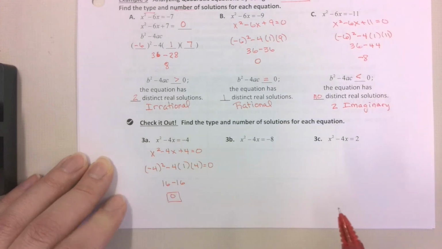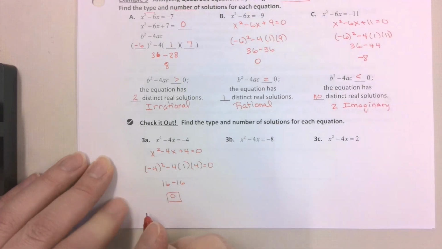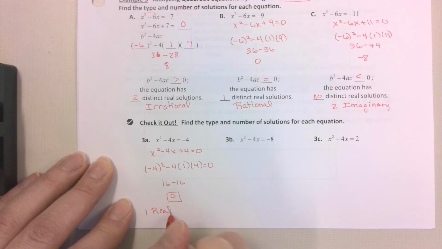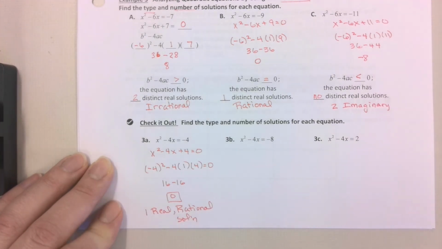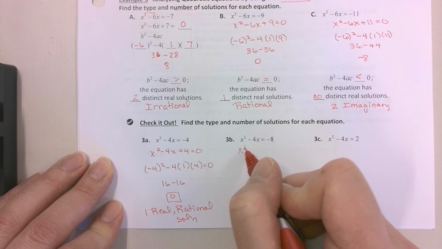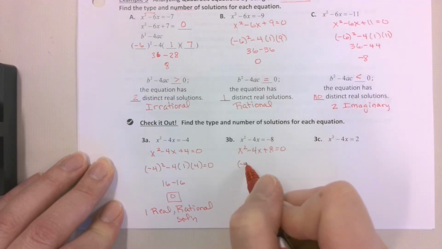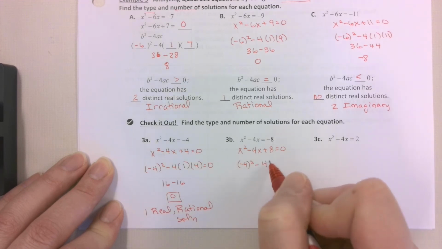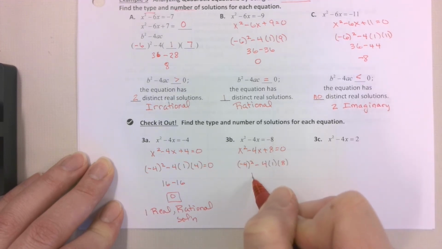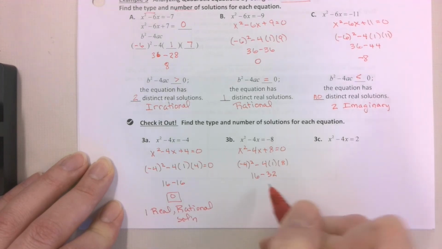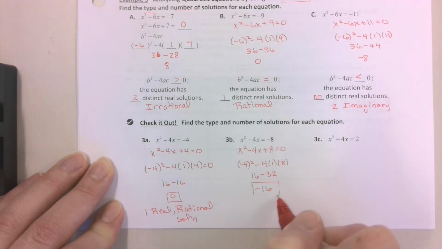So that is part of my answer. And now that I have discriminant 0, I will have one real rational solution. So I only get 1 because the square root of 0 stays 0. I'm adding, subtracting, 0. All right, set this equal to 0. Add the 8. Plug in our formula, -4 squared minus 4 times A times C. And I get 16 minus 32, which gives me a -16.